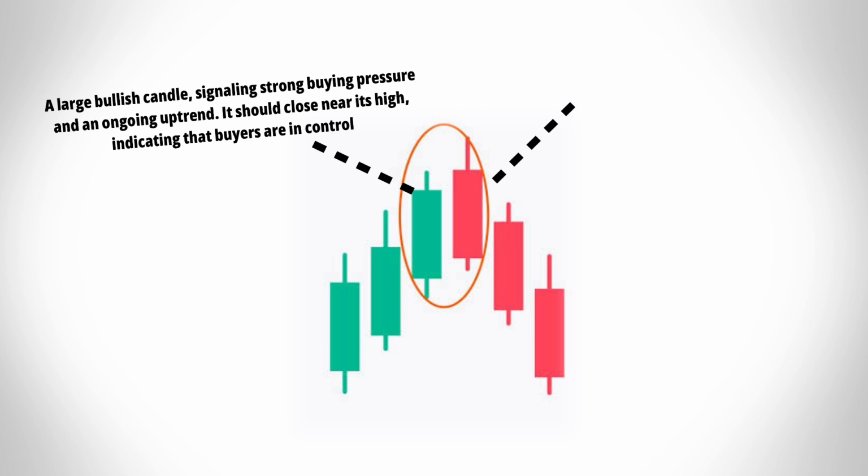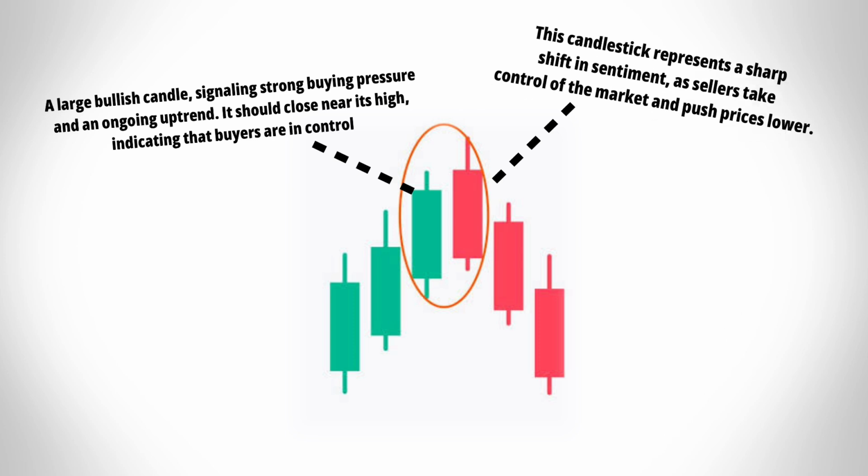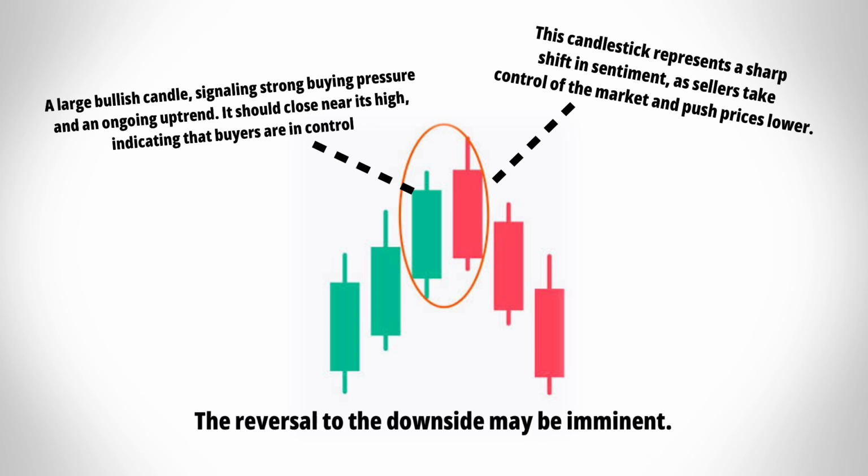The second candlestick is a large bearish candlestick that opens above the high of the first candlestick but closes at least halfway into the body of the first candlestick. This particular candlestick represents a sharp shift in sentiment as sellers are taking control of the market and they are pushing price lower, and the reversal to the downside may be imminent.